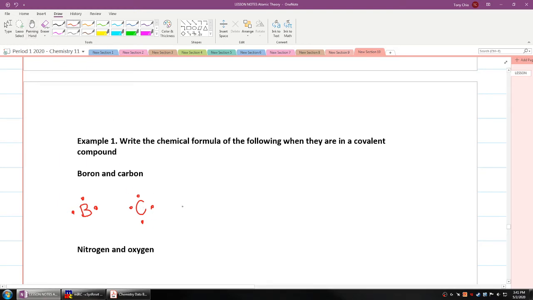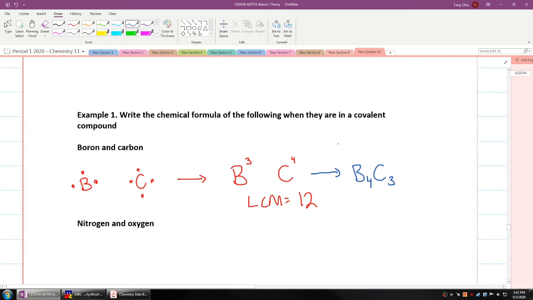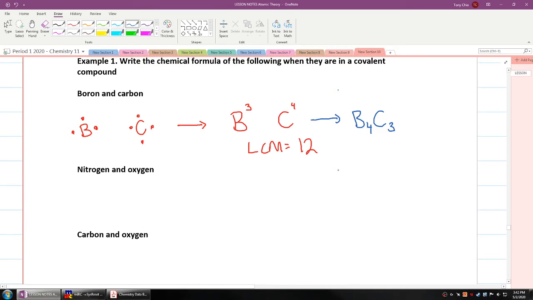So in a sense, you can think of them as having those charges, where boron has a charge of 3, carbon has a charge of 4, and you still have to find the LCM of them. The LCM of them is 12. So what's that going to lead to? You're going to have, in this case, 4 borons for every 3 carbons to form these covalent compounds. Let's take a look at the next one.